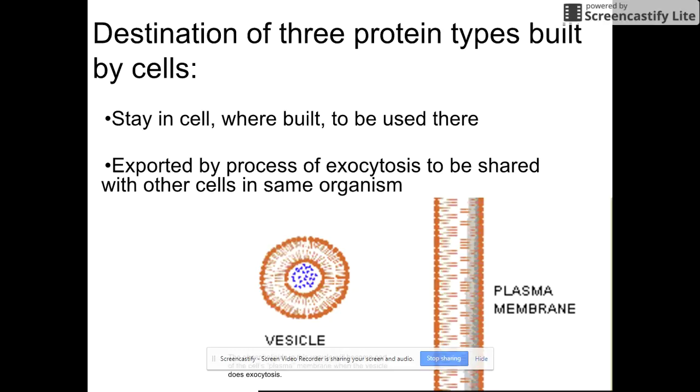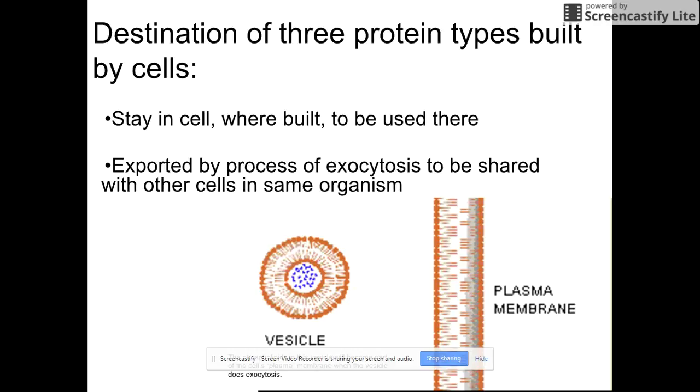Now, no matter what type of protein we're talking about, the cell that makes it can do one of two things with it. It can keep that protein right in the cell where it was built, and it can be used there to perhaps repair some other protein in the cell that's broken, that needs to be replaced, or it can build up a supply of them so that if the cell reproduces, the offspring cells start off with lots of protein. The other thing is that a cell can make a protein and have the job of sharing it with other cells in the body.